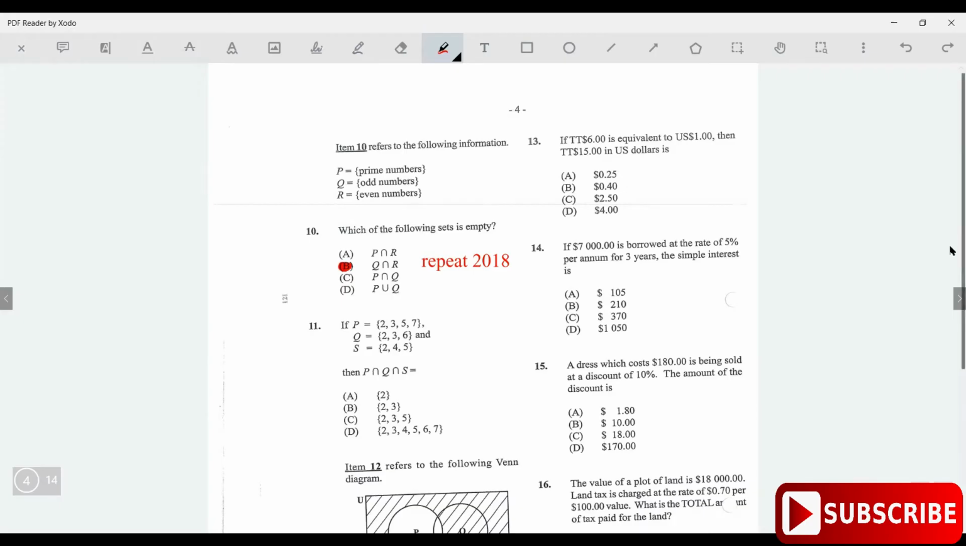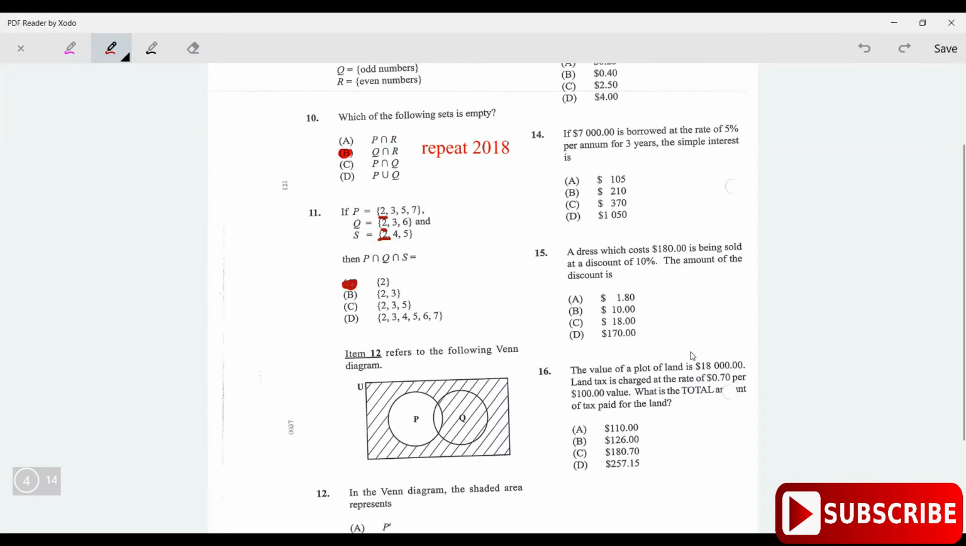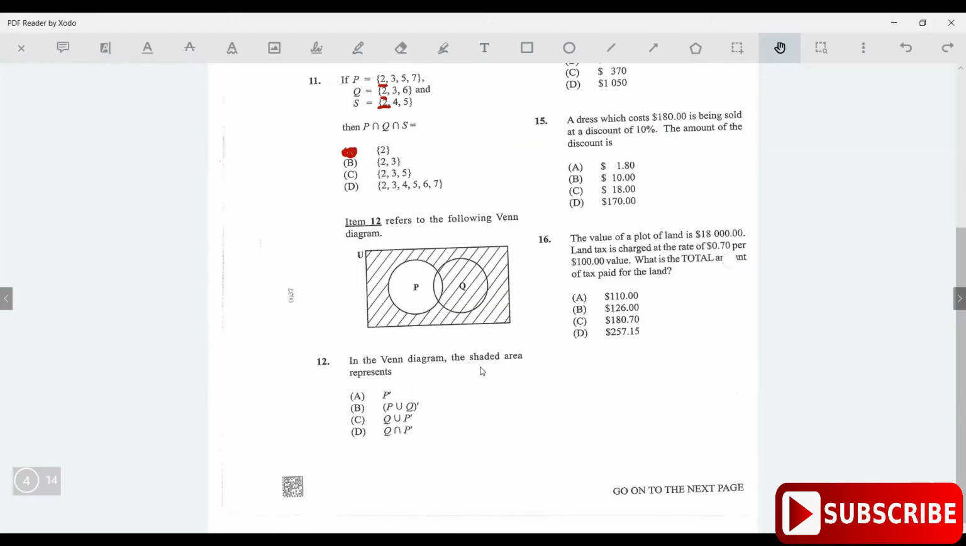Question 11. It says P is this set, Q is this set, S is this set. What is the intersection of all three sets? All of them have 2 in common, so the intersection is 2. Easy. Next question. In the Venn diagram, the shaded area represents P complement. Everywhere outside of P. Soft.